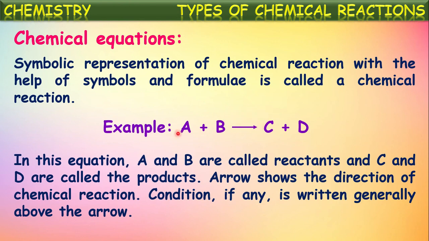Reactants are written on the left hand side and the products are written on the right hand side of this arrow mark. This arrow mark can also be pronounced as yields or gives. A and B react to give or to yield products C and D. In that way it will be represented.